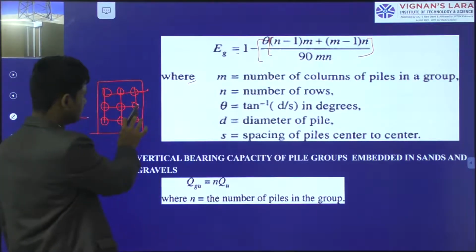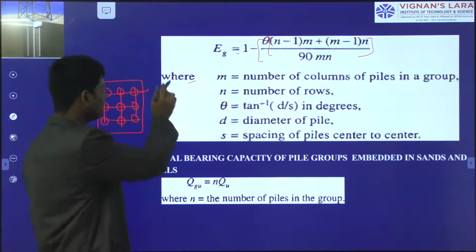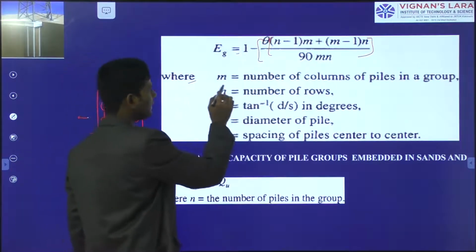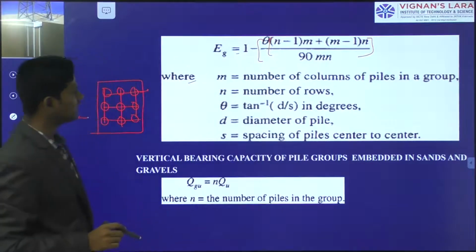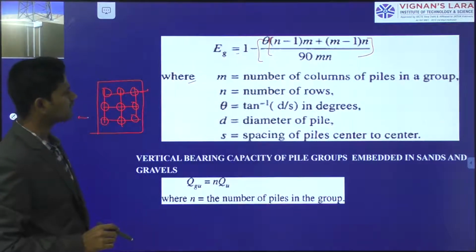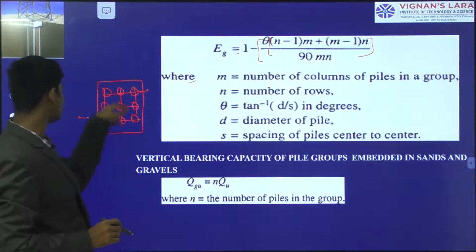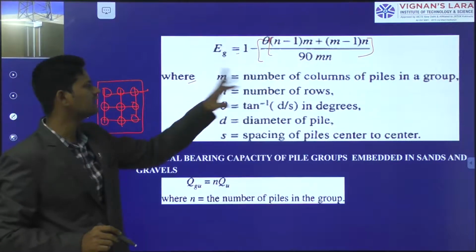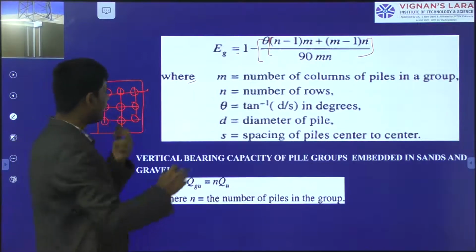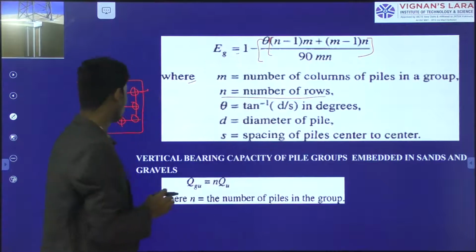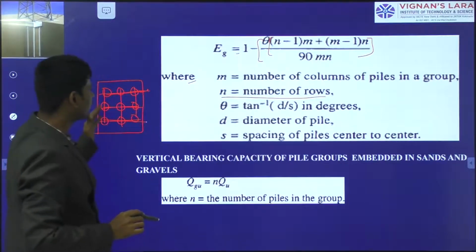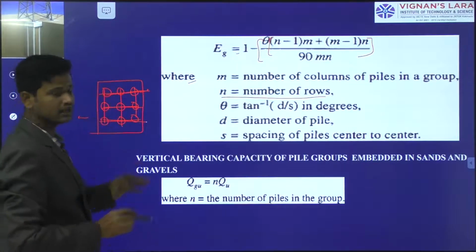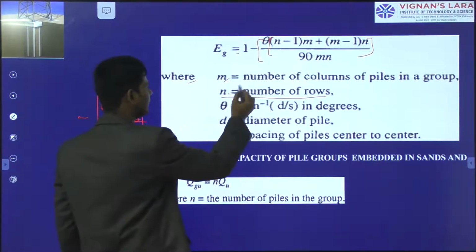Again, if you observe this group, m equals the number of columns of piles in the group. How many columns are there in the pile group? That is m. And n is the number of rows. If you observe here, this is the number of rows. How many rows are there, and how many columns are there? These are the representations of m and n.